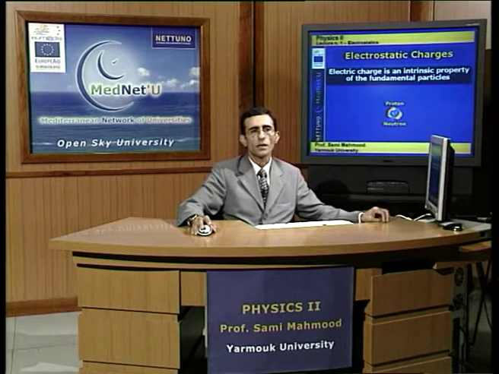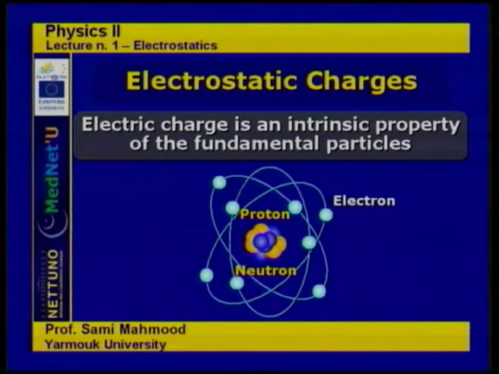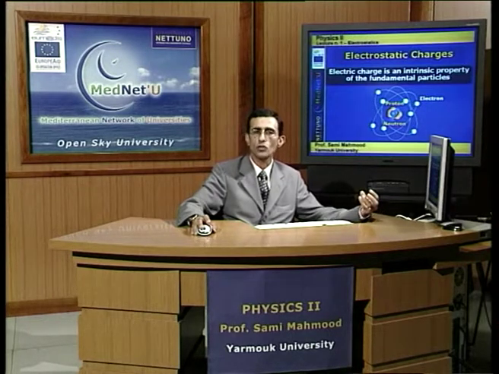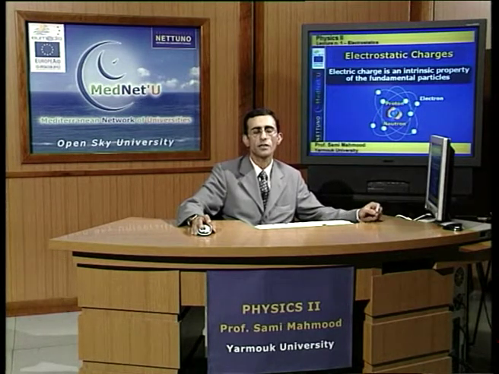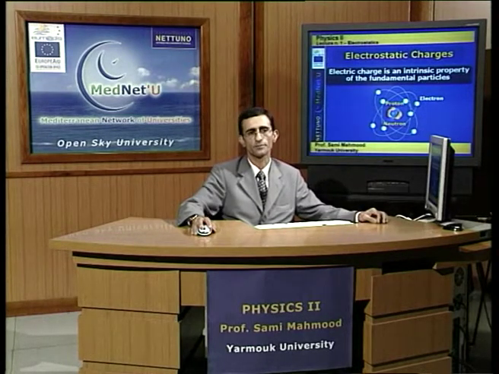For example, what are the fundamental particles? Fundamental particles are like protons, for example, like neutrons in the nucleus. They are found in the nucleus. Like electrons going around in orbitals around the nucleus. Those fundamental particles, like protons, neutrons, and electrons, they have a characteristic electrical property which is correlated with the concept of charge, electrical charge, that characterizes each one of these particles.